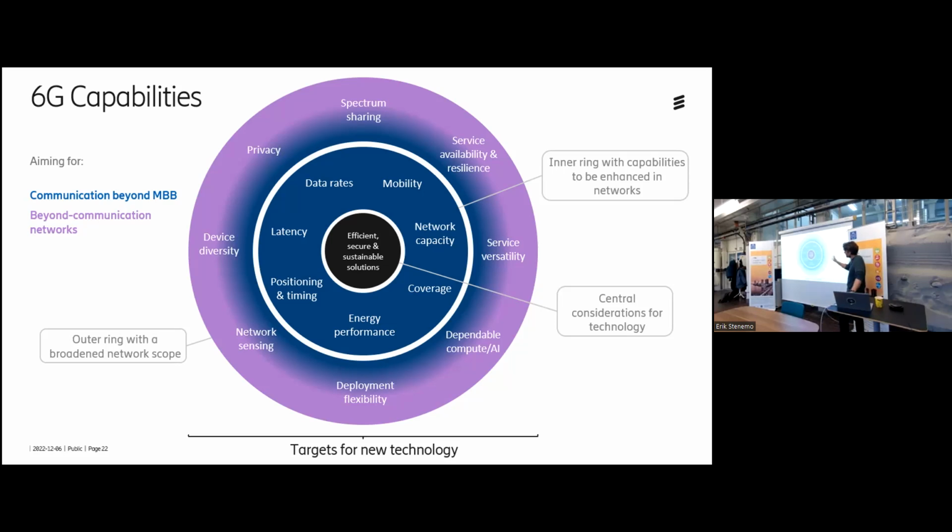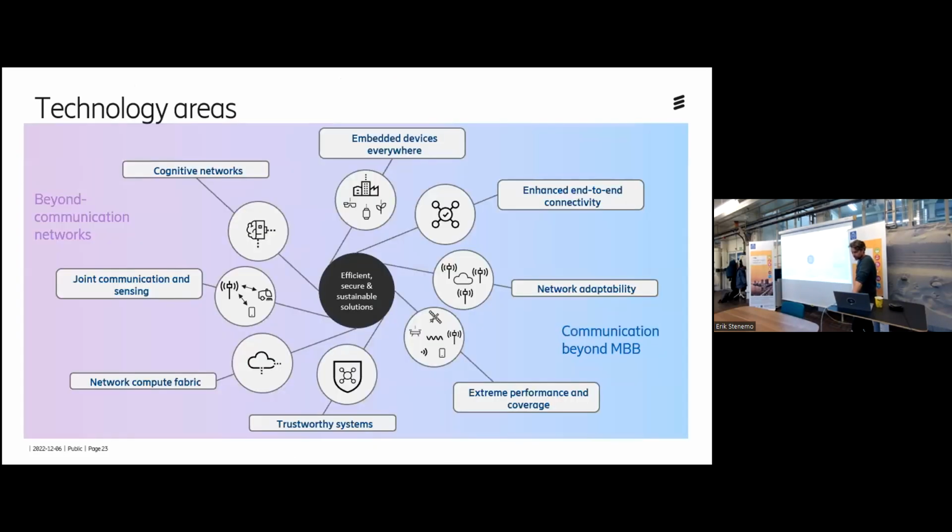These 6G capabilities are addressing both communication beyond mobile broadband, making a better bit pipe. That's the blue part, and more or less everything relates to that. But we also have the beyond-communication part, the 6G platform, providing new types of services, and the outer part relates to that, adding new services on top of the current network functionality. These are all the targets for the new technology that we work with in 6G. And the areas addressing these targets should in the end deliver these capabilities. That's eight different targets, and at the center we have this important goal of providing efficient, secure, and sustainable solutions.